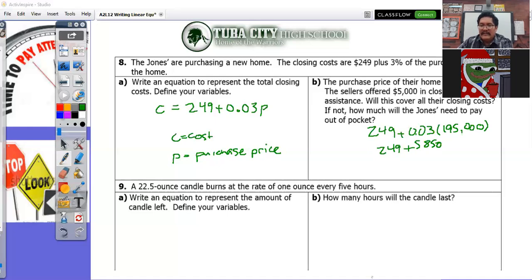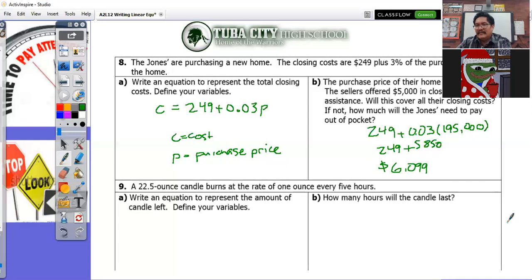So that means they have to pay almost $6,000 extra. But in reality, that's not bad. In reality, it would be closer to like 10%. That's just something you learn through the whole process. So they have to pay $6,099 before they even close the deal.